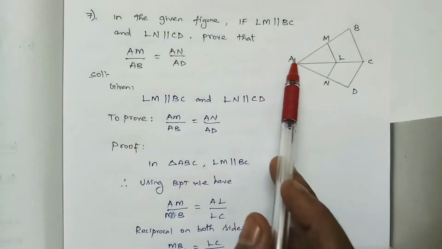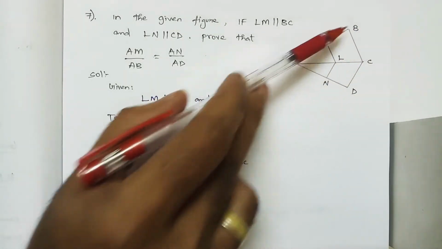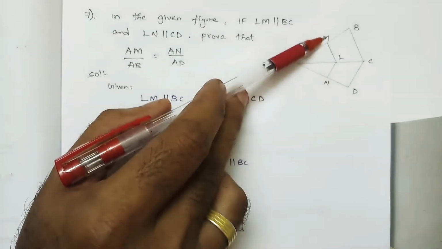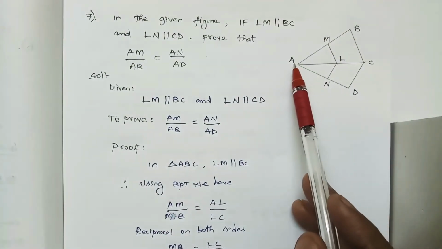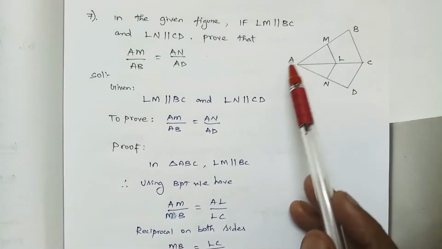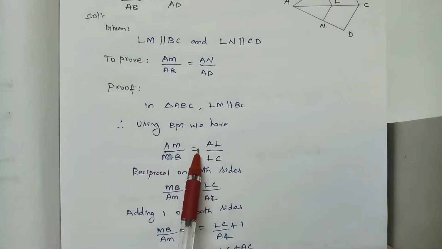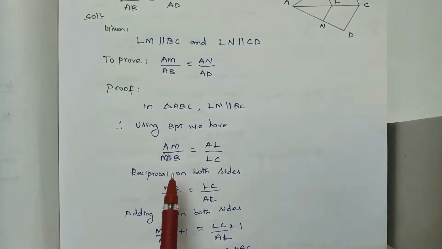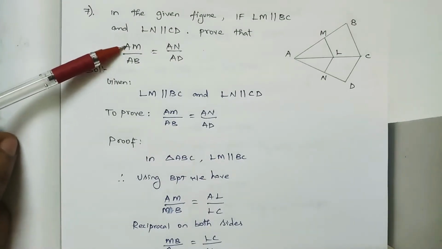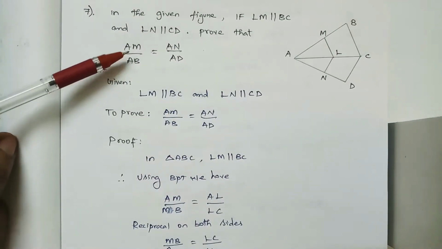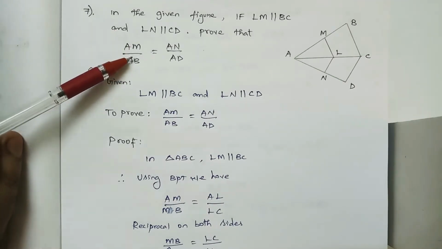Proof: in triangle ABC, I'm taking the first triangle. LM is parallel to side BC. Then by using BPT, we can say that AM by MB is equal to AL by LC. But what do we need? We need AM by AB. So here we want to convert this part into the whole.